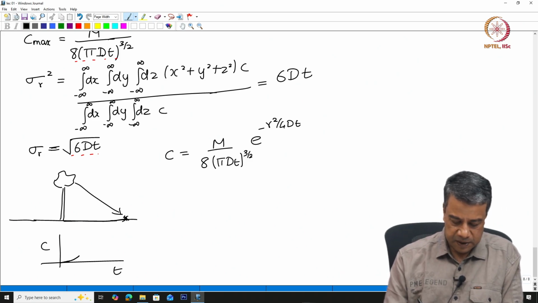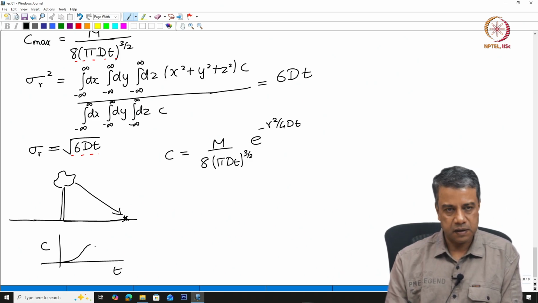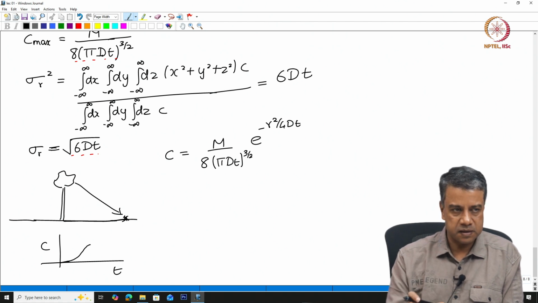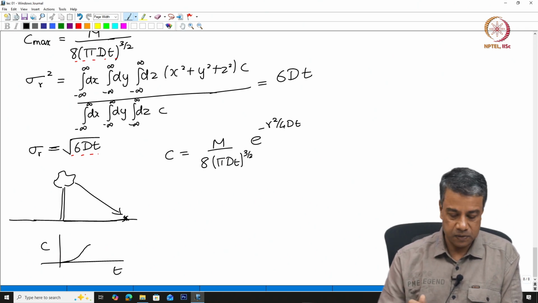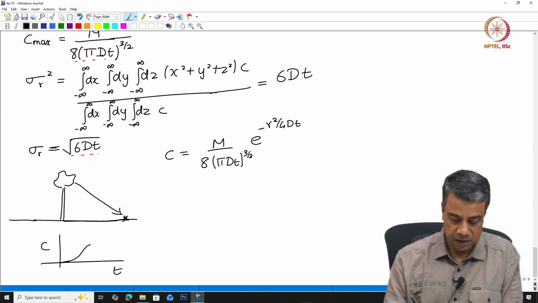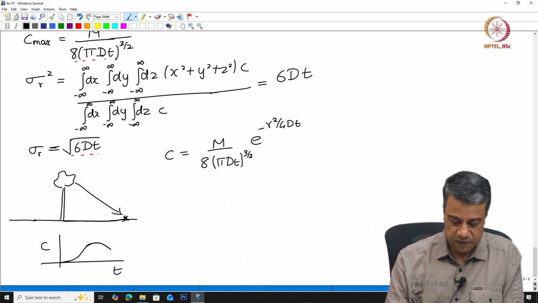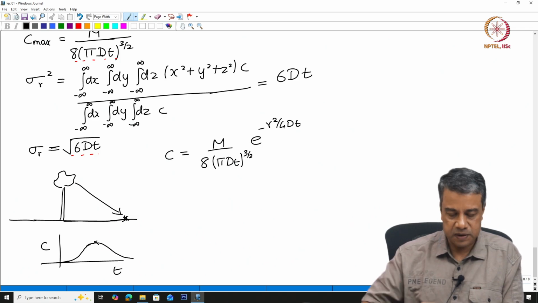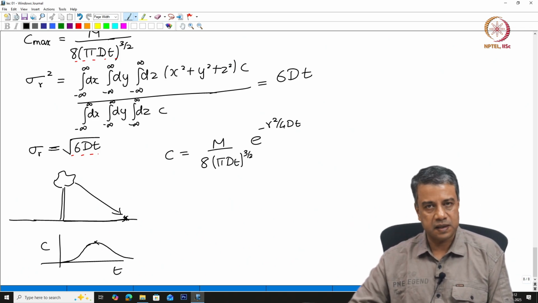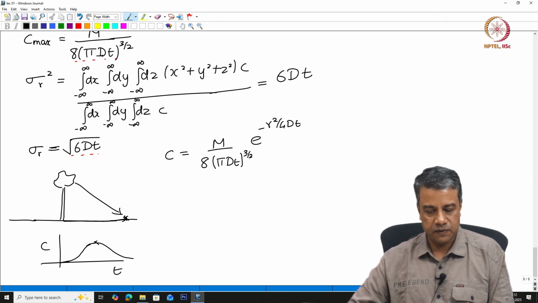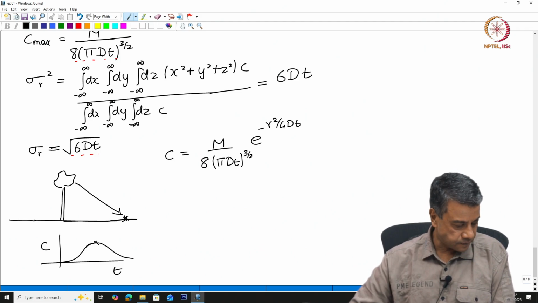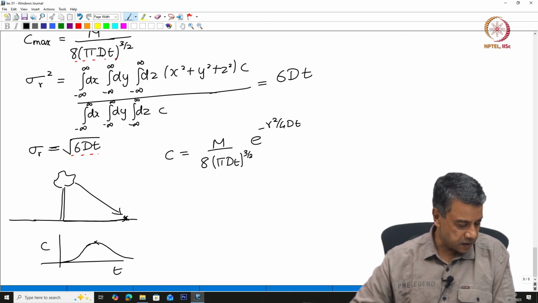As the plume spreads, initially the concentration will increase, as the distance of spreading increases. However, as the distance of spreading is increasing, the maximum concentration is also decreasing as 1 over Dt to the 3 halves. So, as a function of time, this maximum concentration will decrease until it once again spreads so much that there is a very low concentration which is uniform.